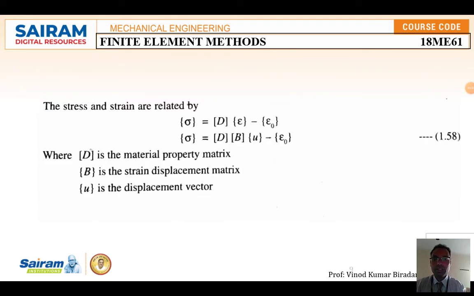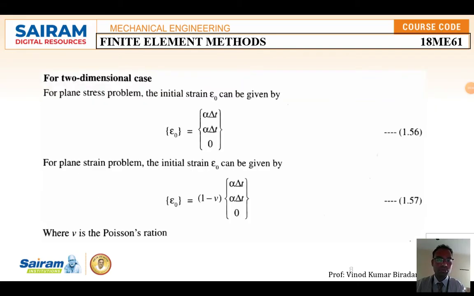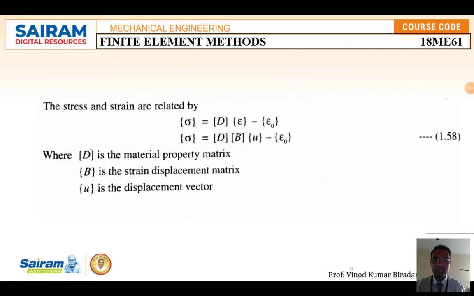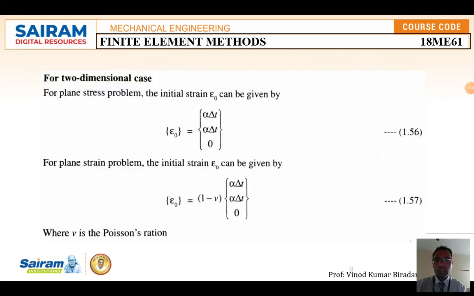The stress strain relationship, by using equations 1.56 and 1.57, we are going to write like this: stress is equal to D, epsilon minus epsilon naught, the change in strain. This can be modified as stress is equal to D B U minus epsilon naught. Where D stands for what? Material property of the matrix, B is the strain displacement matrix, called capital B, and U is a displacement vector. So this is very important.